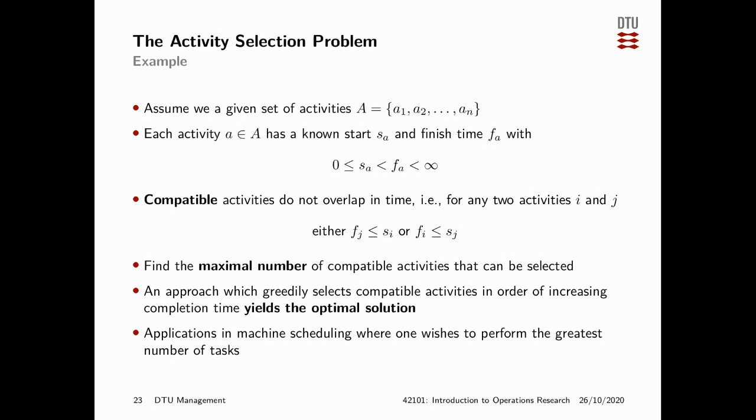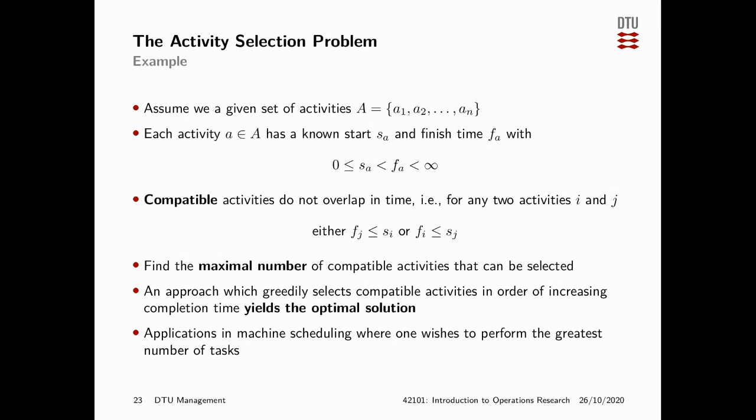In this particular problem, we are given a set of activities A, here A1 to AN, just indicate the individual activities. Each of these activities has a known start time and a known finish time. And these times satisfy the rather obvious requirements that the start time must be at least 0, the start time must be less than the finish time, and the finish time must be less than infinity.